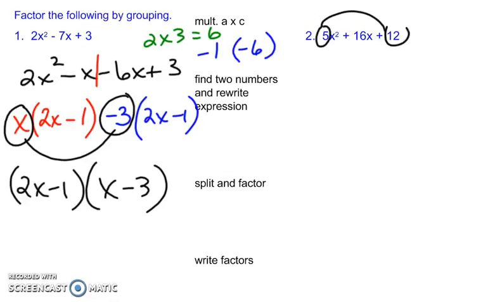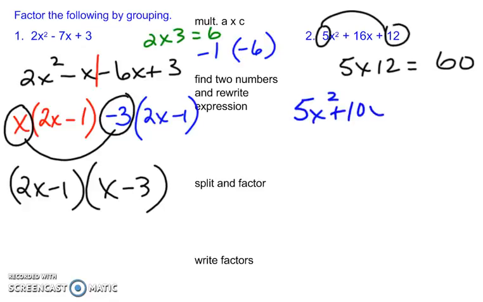5 times 12, that would be 60. So we'll multiply to get 60 and add to get 16. And those two factors will be 10x plus 6x plus 12. So we replace the 16x with 10x and 6x. And then we'll split it in half.